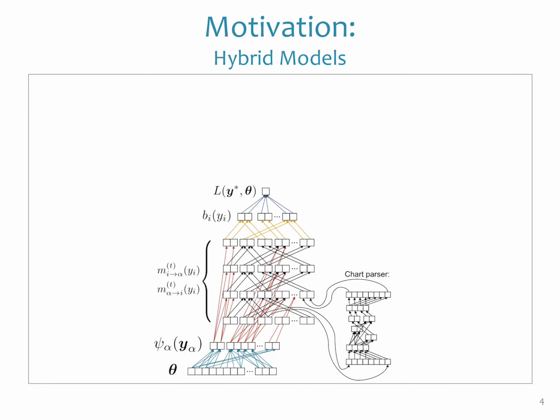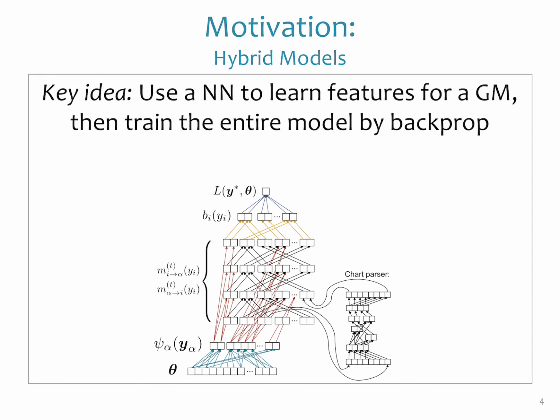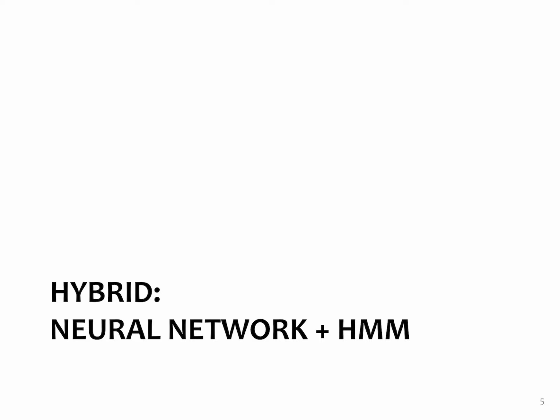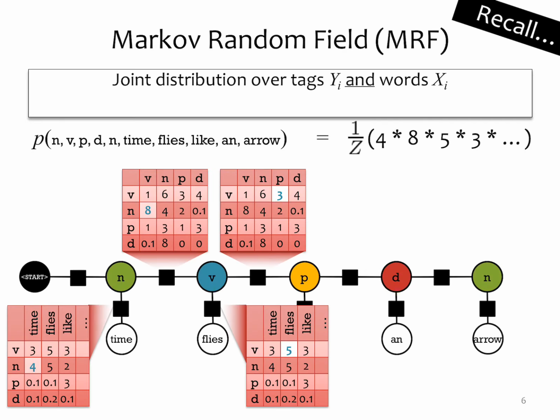So today's lecture is mostly about how we can combine these two together. The key idea of the first part is that instead of using hand-engineered, handcrafted features, it would be great if feature learning were also part of our training process. So we're using a neural network to learn the features for the graphical model. I'm going to talk about the first part, which is using a neural network to learn features for a hidden Markov model. Hopefully you remember these slides. We have shown them to you several times.